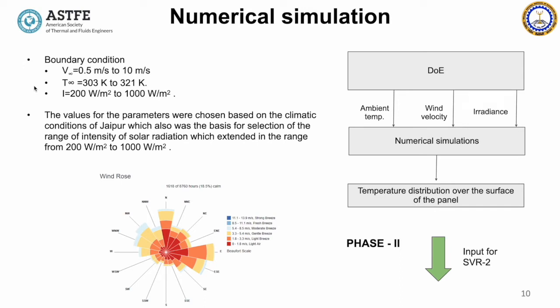Irradiance was 200 watt per meter square to 2000 watt per meter square, and these values for the parameters are chosen based on the climatic condition of Jaipur, which also was the basis of selection of the range of intensity of solar radiation, which extended in the range from 200 watt per meter square to 1000 watt per meter square.